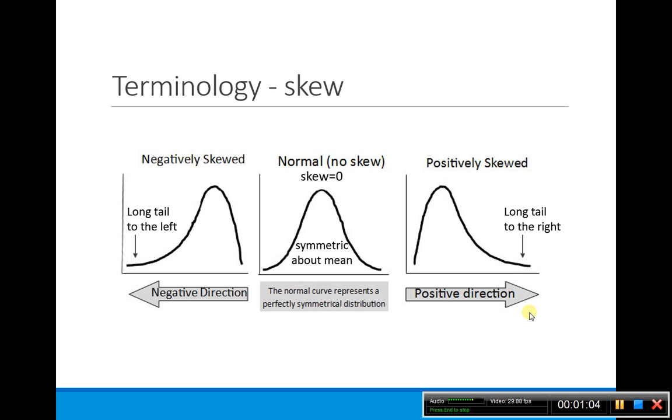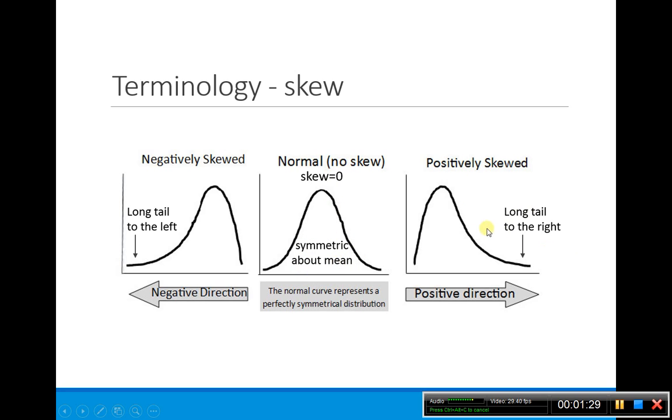So in order to understand what a normal distribution is, maybe we need to understand what a normal distribution is not, or how far away from a normal distribution we are. So let's talk about skew. The terminology I want to introduce first is skew. A normal distribution has no skew, or basically skew equals 0. So it's symmetric about the mean as we saw in the previous slide.